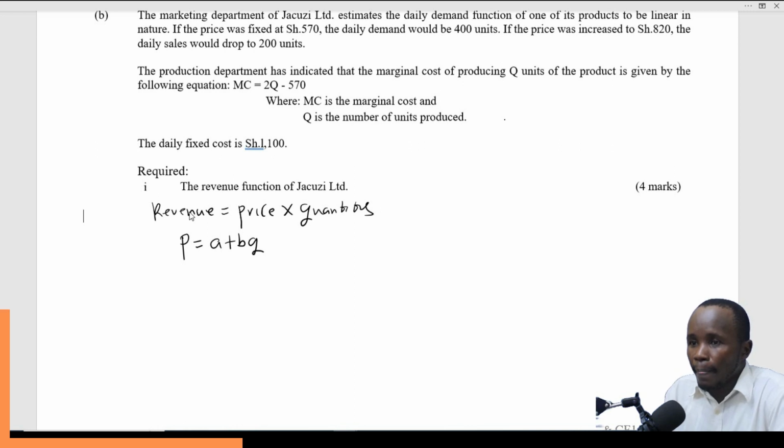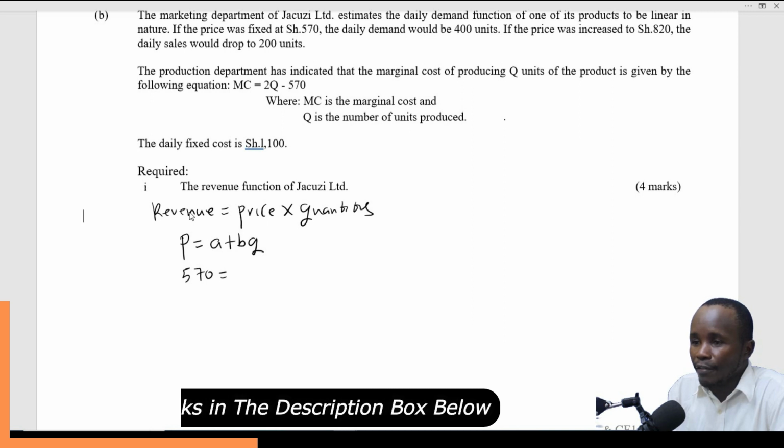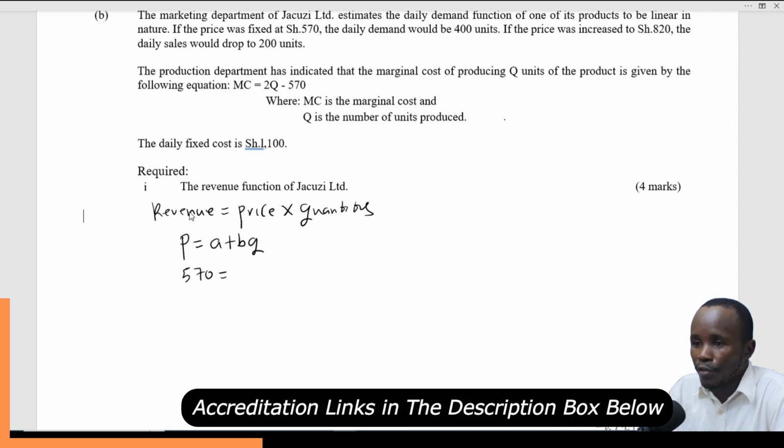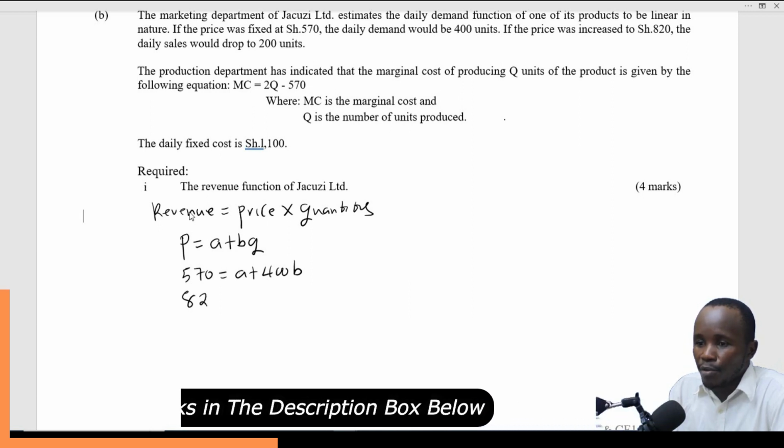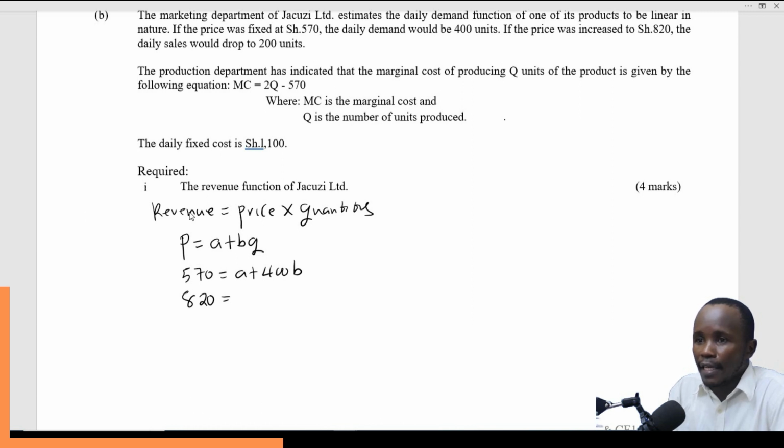From the question you are told that if the price is 570, the daily demand would be 400 units. Substituting Q as 400, that is A plus 400B. If the price is 820, the daily sales would be 200. That is A plus 200B, where A is constant and B is varying. Now we need to look at the values of A and B, so we can solve these equations simultaneously.